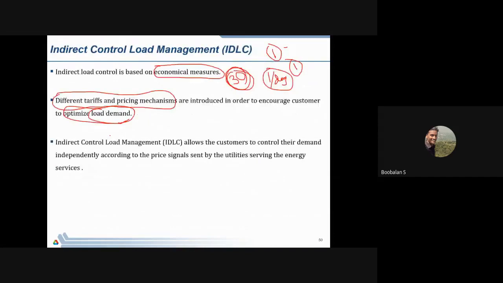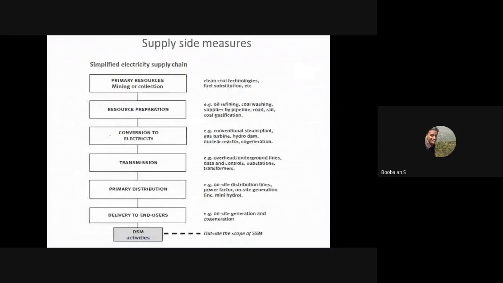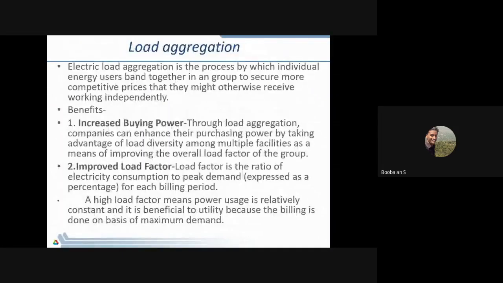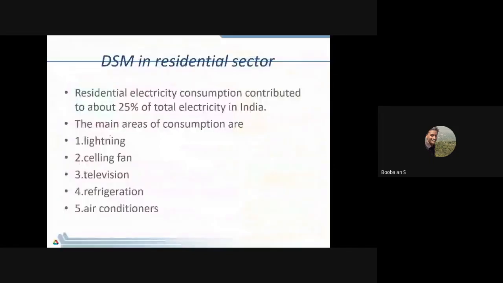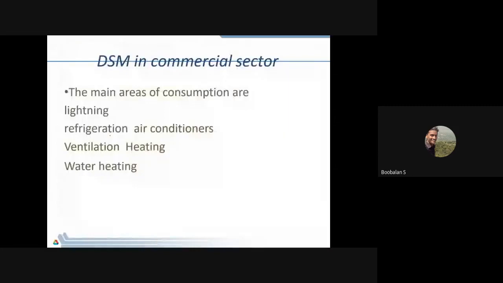That's why this is called indirect load management, right? So this is load side demand management, and the same thing is also called supply side management. Both are the same, right? Demand side as well as supply side, both are the same. So this will be the overall picture about those things. It's simple textbook data, right?